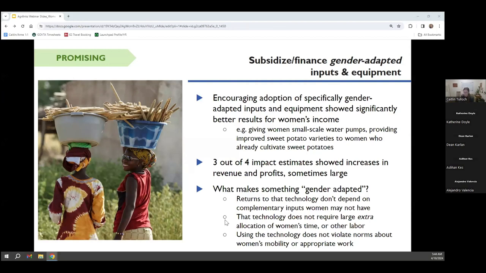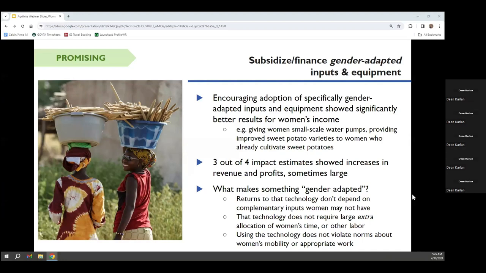Similarly, new technologies, techniques, equipment can't require significant extra allocation of women's time or other labor. If that's the case, they're unlikely to be successful because, as we saw above, women face particular constraints on use of their own labor or activation of household and other labor. And lastly, use of that new technology, that new technique, input, whatever, can't violate norms about women's mobility or appropriate work.